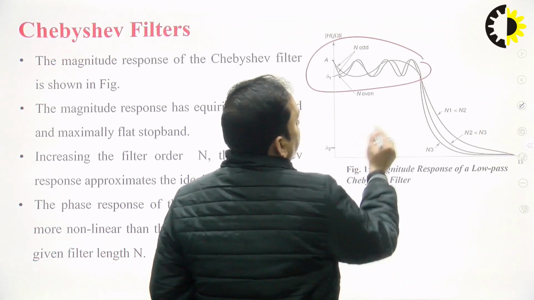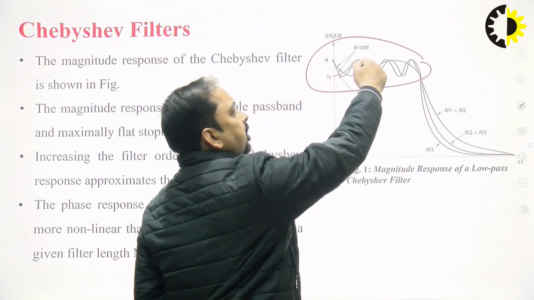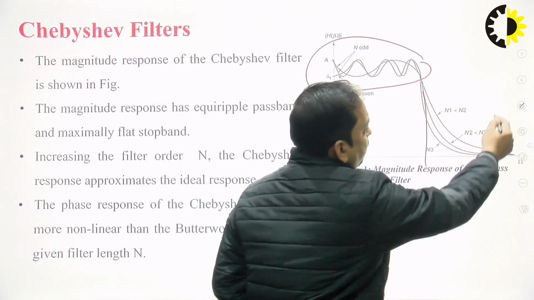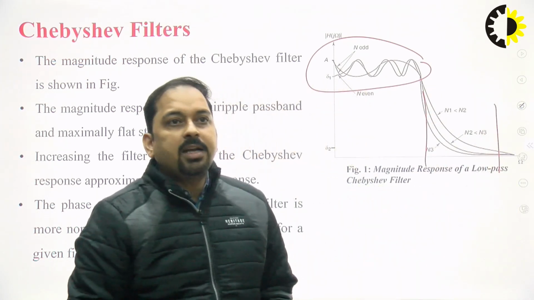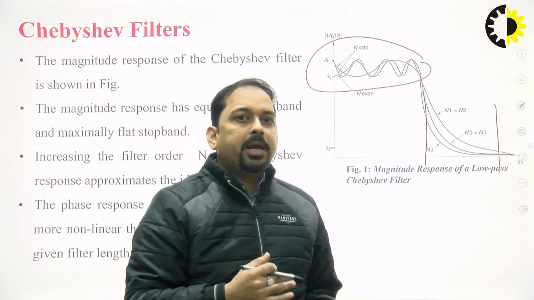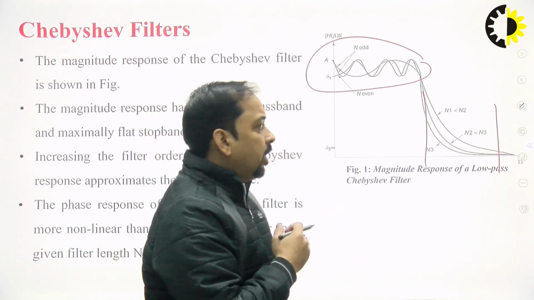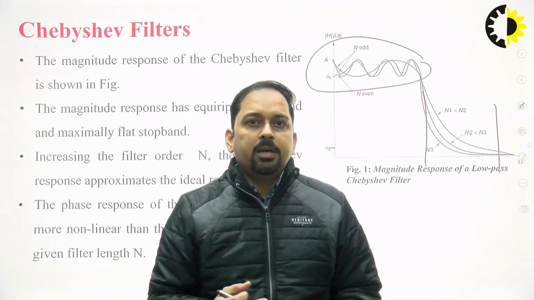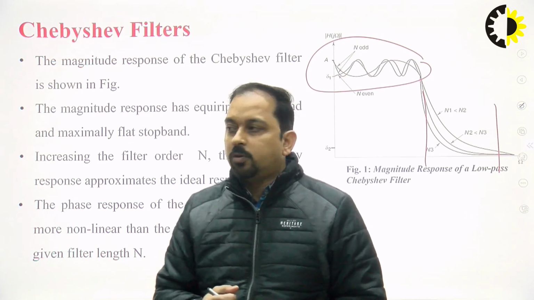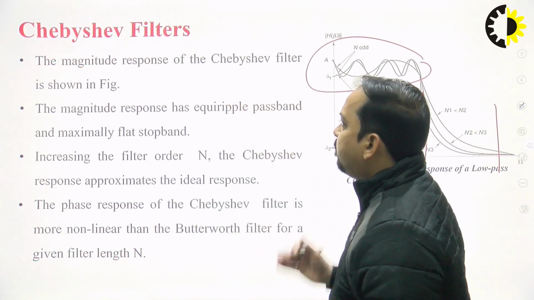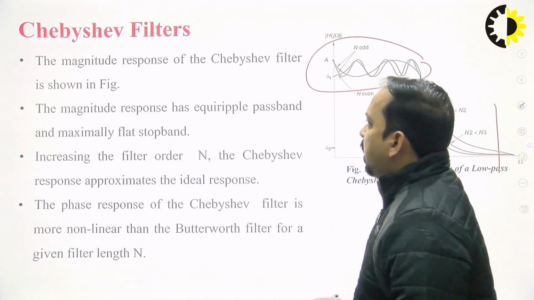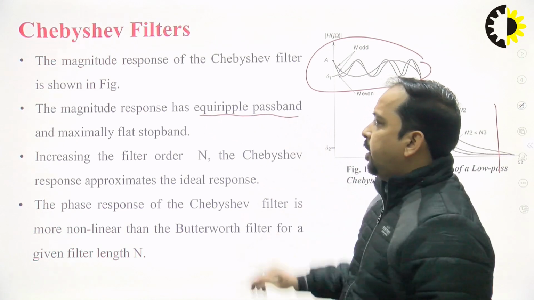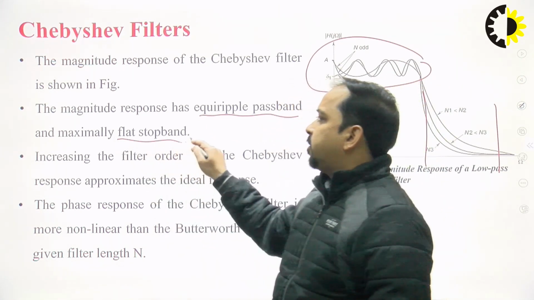So here we can see this is the pass band, and in the pass band there are the ripples, and in the stop band area we can see that the filter is a maximally flat type of filter. So we have a maximally flat response in the stop band, whereas in the Butterworth we have both pass band and stop band having a maximally flat type of response. So we have the magnitude response over here, having equal ripples in the pass band and a maximally flat stop band.